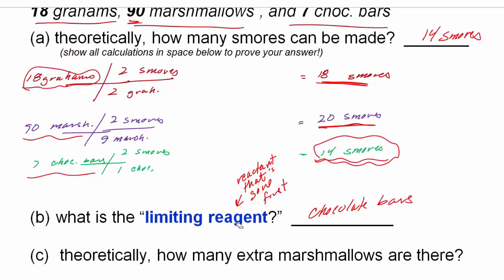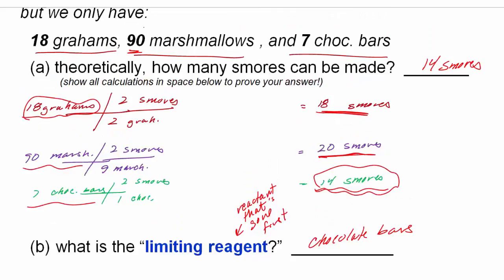Theoretically, how many extra marshmallows are there? So think about this. You're going to have 7 chocolate bars, and you're going to make 14 s'mores out of that. Well, you used up how many marshmallows? And once you figure out how many marshmallows you used up, just subtract that from 90. That's the game plan. So how do you figure out how many marshmallows you used up? Always use the limiting reagent, because you know that's the reactant that got used up first. So that's going to determine how many marshmallows are going to be used, how many graham crackers were used, and how many s'mores were made.